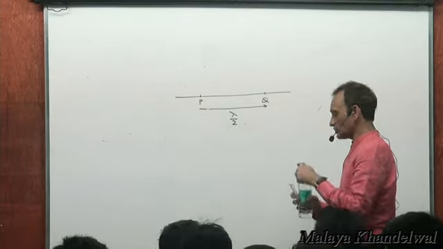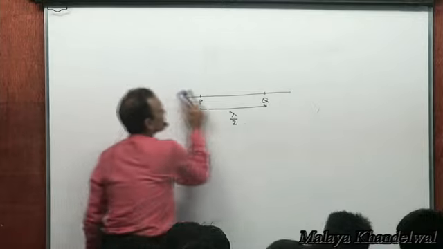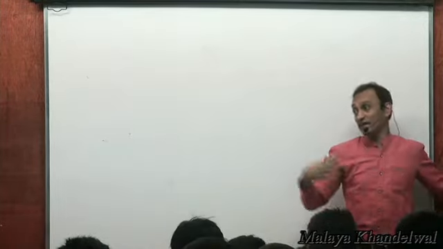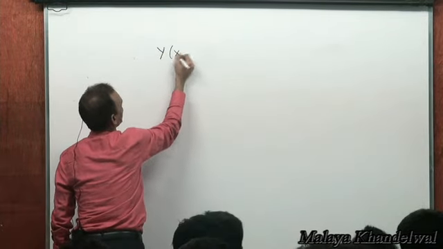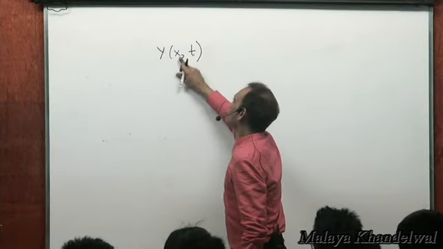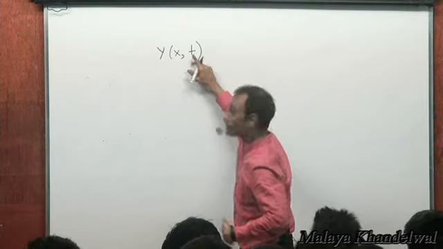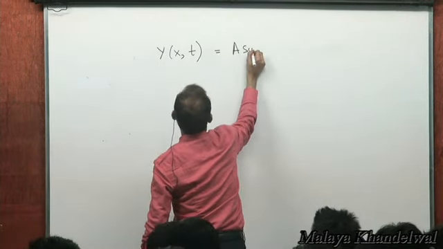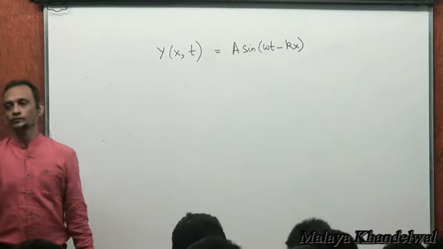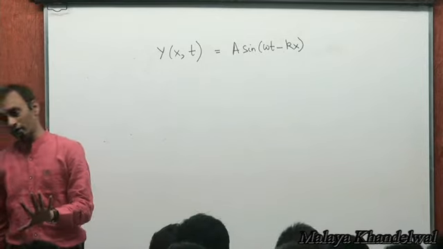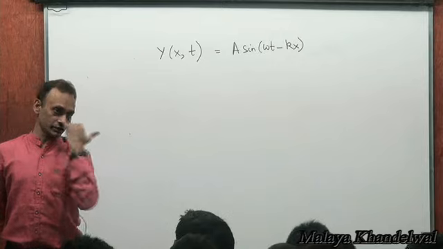Now, say the snapshot view of the wave. Which means y at x and t, like I told you, the displacement at a given instant of time for various values of x, or vice versa, for a given x at different instants of time, is given by, let's say, a sine omega t minus kx. See, sine omega t minus kx and kx minus omega t, both are traveling waves in the positive direction of the x-axis. But if someone said y is a sine omega t plus kx, that's going to be a wave traveling in the negative x direction, right?